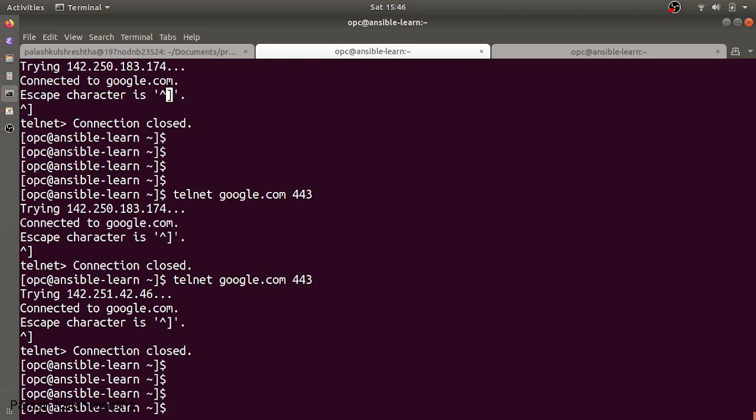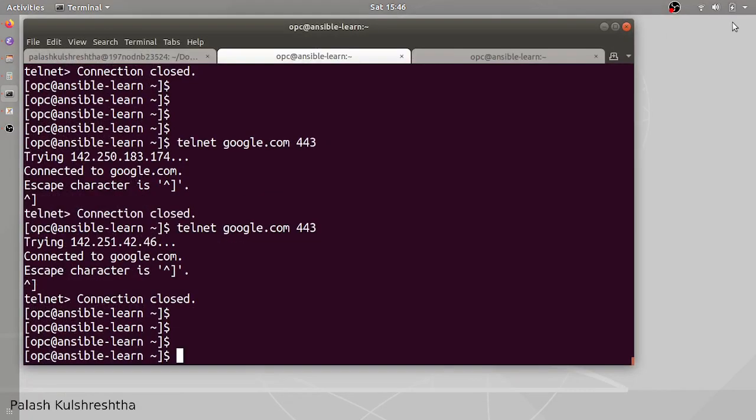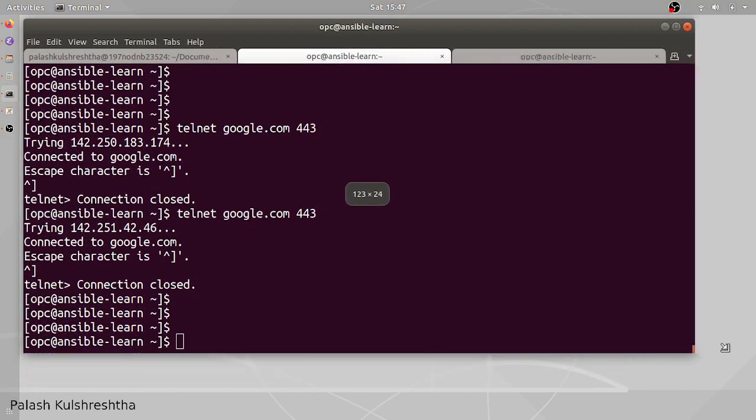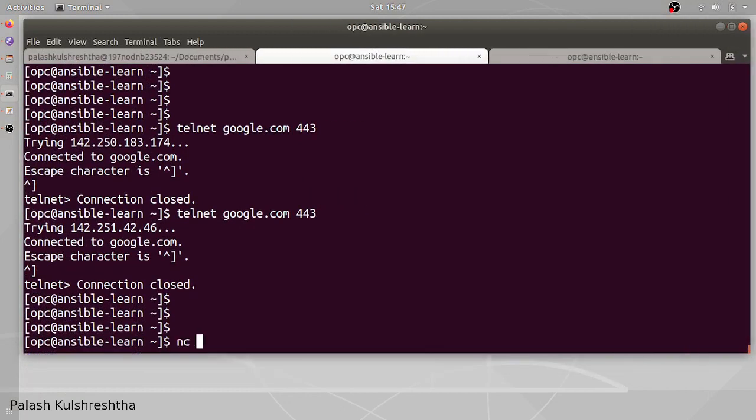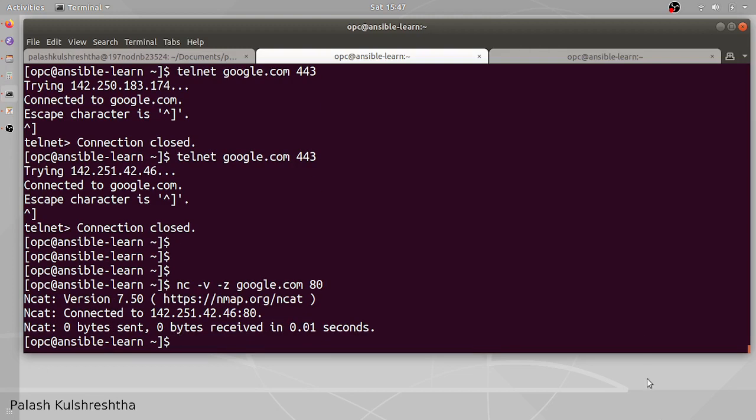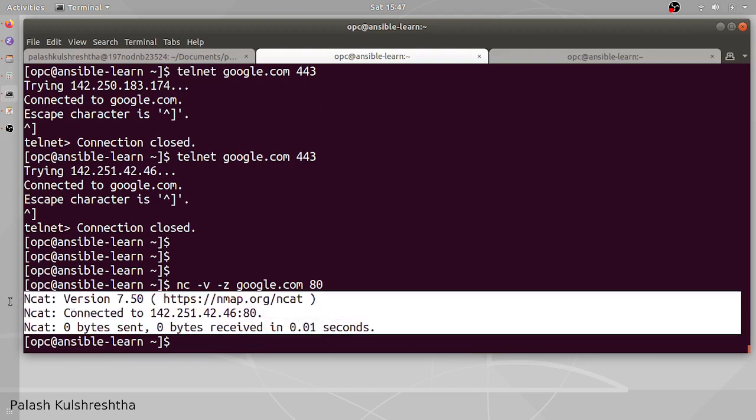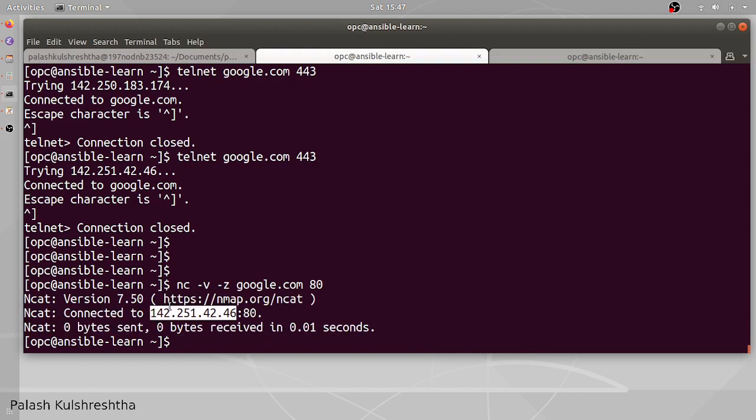Another way of checking connectivity is via the nc command. nc stands for netcat. How to check connectivity using the netcat command is nc -v -z google.com 80. In this case, you are able to connect. It is connected to this IP, because connections are always made to an IP address. They're not made to a domain name. Domain name points to an IP address.